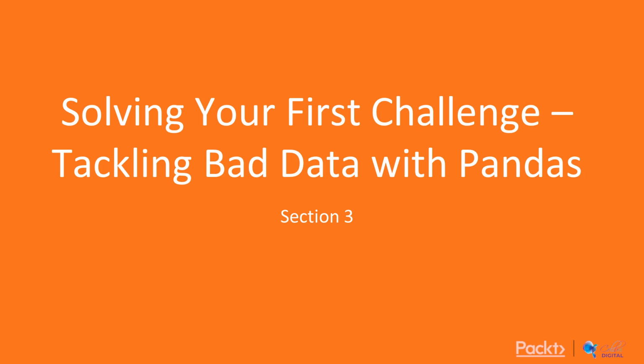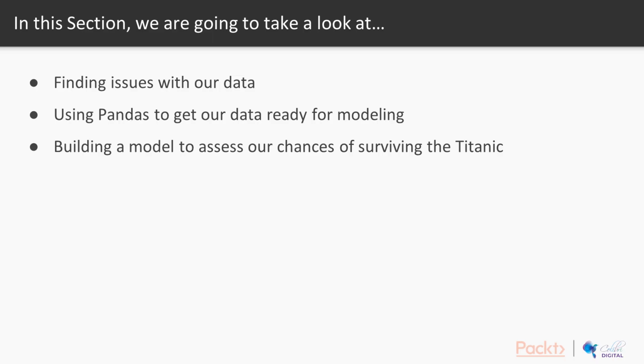We're starting a new section today about solving our first challenge, tackling bad data with pandas. In this section, we're going to take a look at number one, how we can find issues with our data if we are handed over a raw data file that we've loaded into Python. Number two, using pandas to get our data ready for modeling. And number three, building a model to assess our chances of surviving the Titanic.